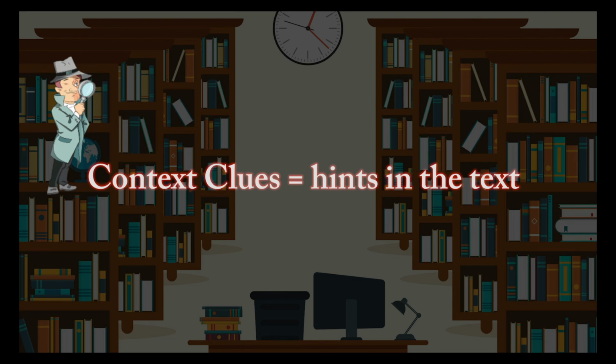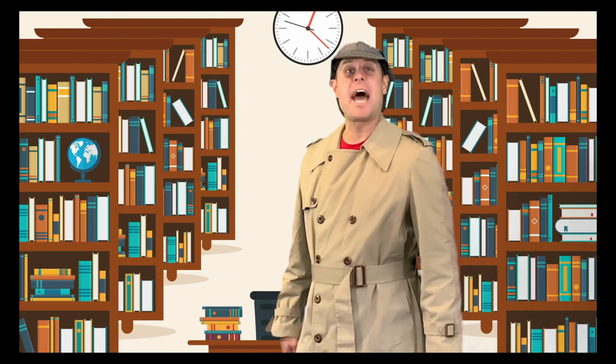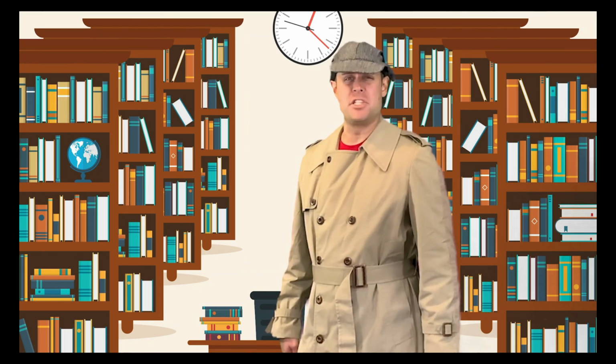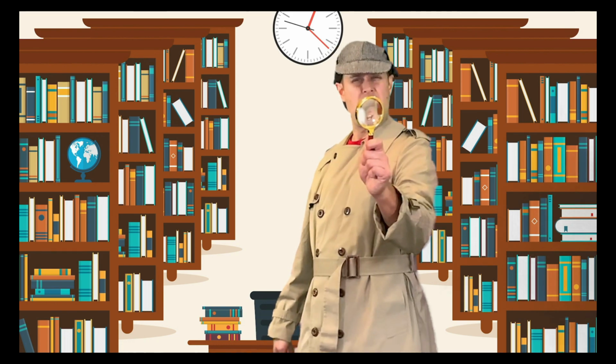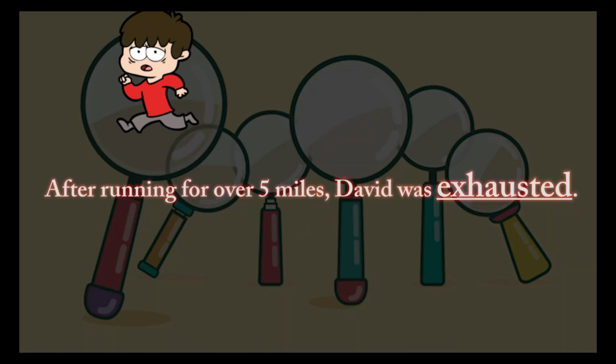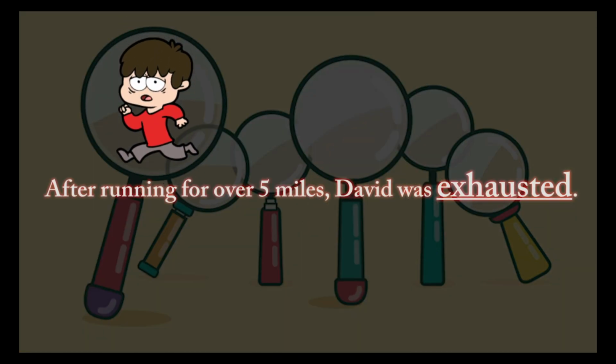If you are reading and come across a word that you don't know, you can look for context clues before or after the word is used. It's like being a detective. This strategy can help you learn new or unfamiliar words. Let's take a closer look at a sentence that involves using context clues. After running for over 5 miles, David was exhausted.